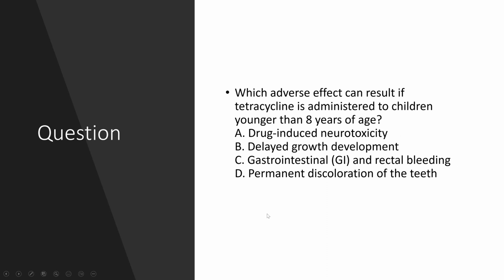Okay. Which adverse effects can result if tetracycline is administered to children younger than 8 years of age? A, drug-induced neurotoxicity. B, delayed growth development. C, gastrointestinal and rectal bleeding. Or D, permanent discoloration of the teeth.